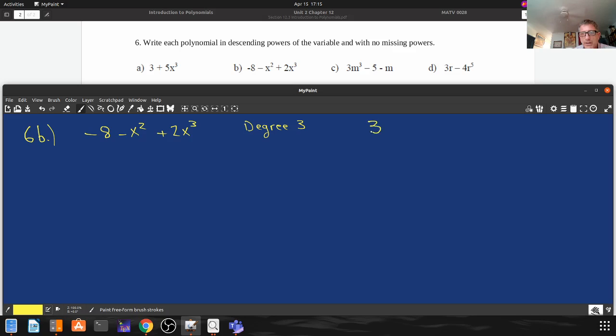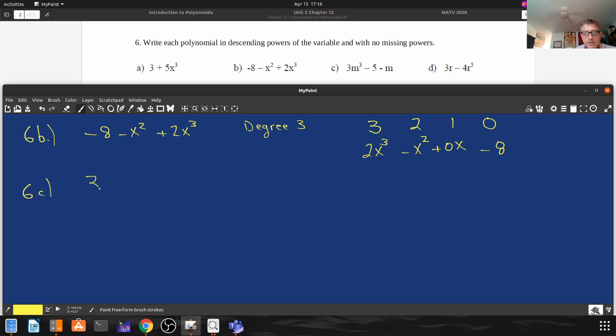So I'm going to want my degree 3 term, a degree 2 term, a degree 1 term, and a degree 0 term. So the degree 0 term is minus 8. This is the degree 2 term. And this is the degree 3 term. The degree 1 term is missing, so I put plus 0 times x, and it's x raised to the first power. So let's do 6c.